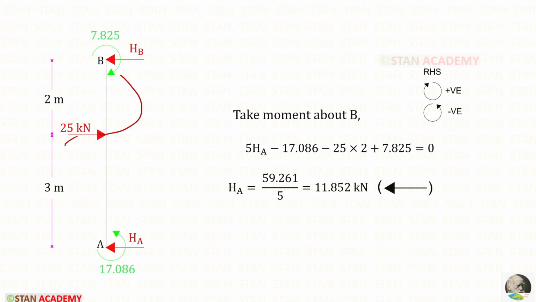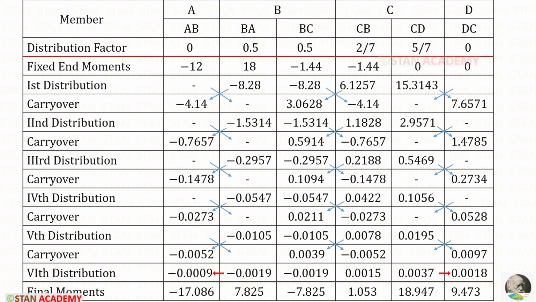This load is acting in the anti-clockwise direction, so it will be negative, and the distance is 2. For HA, we will get a positive value. That means our assumed direction is correct. Now let us take the moments in CD and DC. For both of them, we have got positive values. That means both of them are in the clockwise direction.